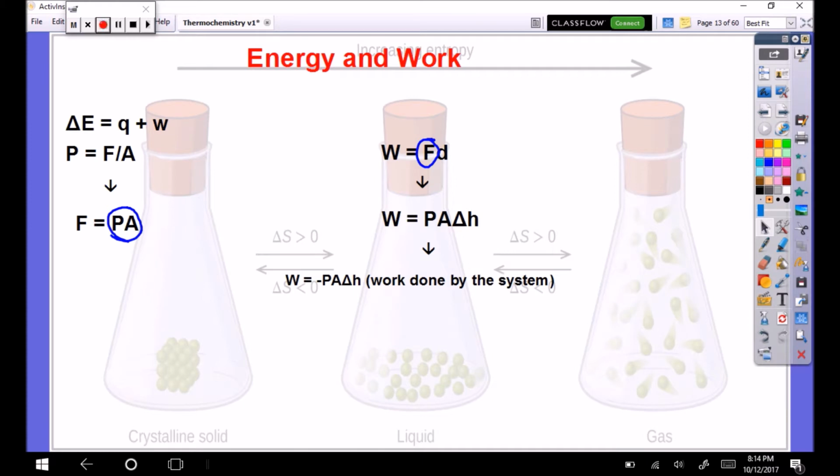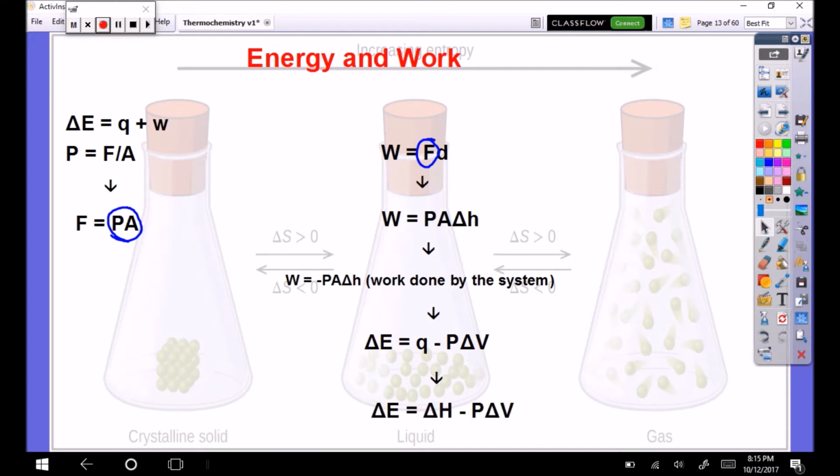One of the things we want to keep track of is that if we're looking at work done by the system, we have to put a negative sign in front. But area times delta H does give you your volume, and that is where the P times delta V comes from. So work is actually equal to P times delta V. Now, work done by the system is what we will typically see, because we want to look at situations where things are expanding. If things are being compressed, work is being done on the system.